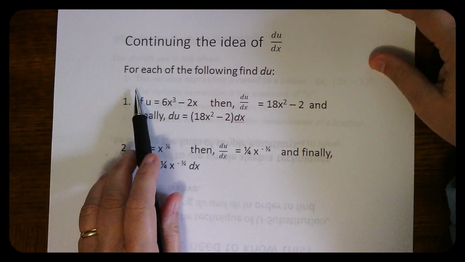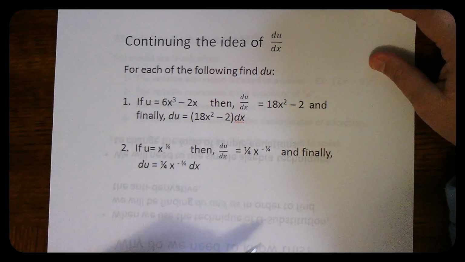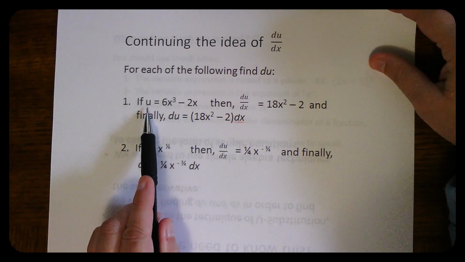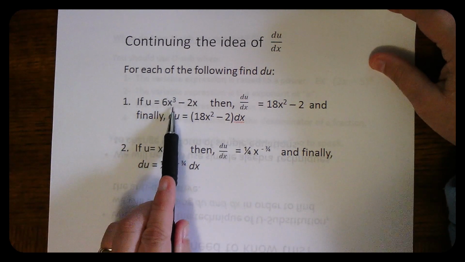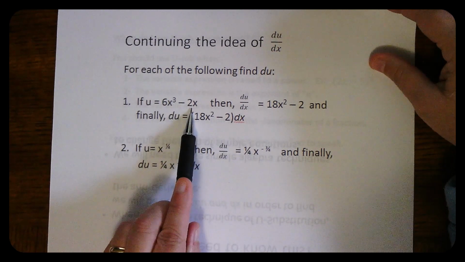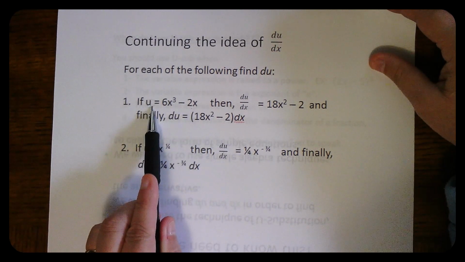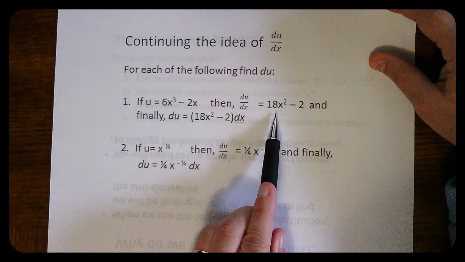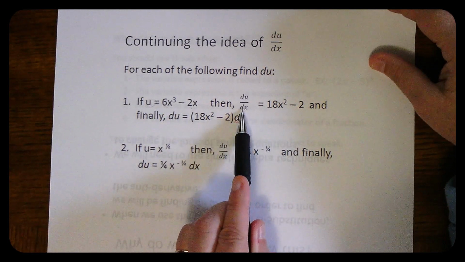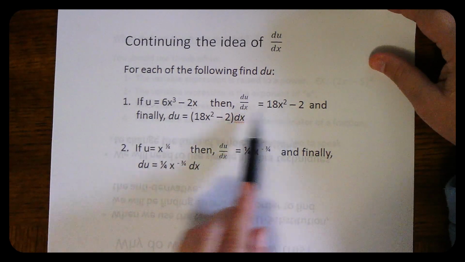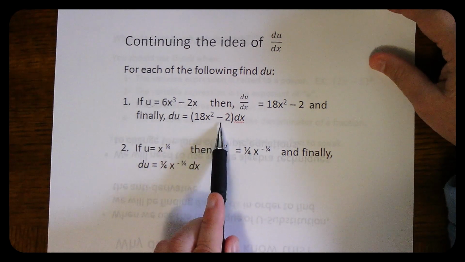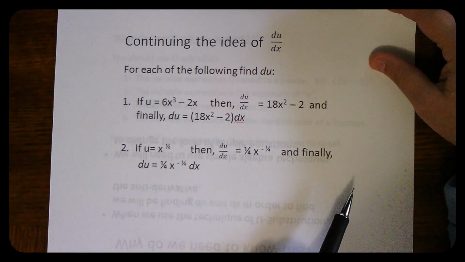All right, so let's practice this. You can pause it and try it yourself or just follow along with me. If you have u equals 6x cubed minus 2x, then the derivative of u with respect to x is equal to 18x squared minus 2. Then we can multiply both sides by dx, and you get du equals parentheses 18x squared minus 2 dx.